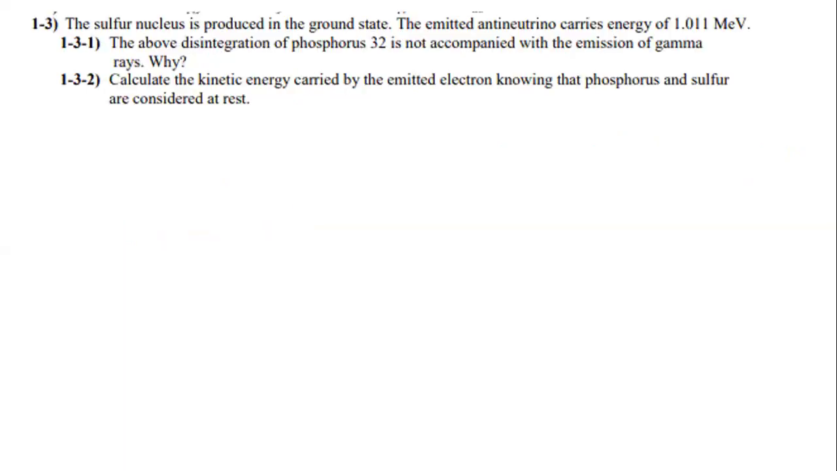Now we continue to the next question. The sulfur is produced in the ground state. Pay attention to each word. The emitted antineutrino carries energy of this much, 1.31. The above disintegration is not accompanied by the emission of gamma rays. Why? We know that gamma rays come as a result of the de-excitation of the daughter nucleus, meaning it is excited and it will de-excite. Here, given that the sulfur nucleus is in the ground state and is not excited, why are gamma rays not emitted?